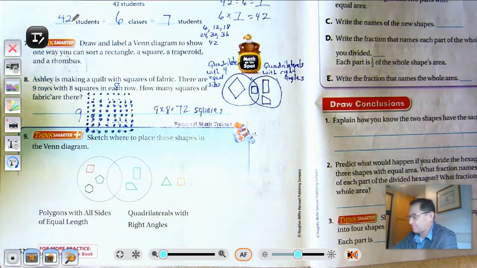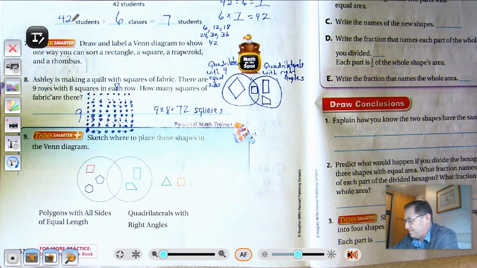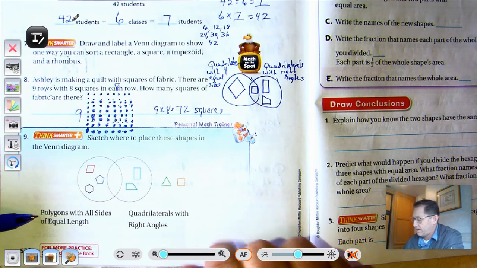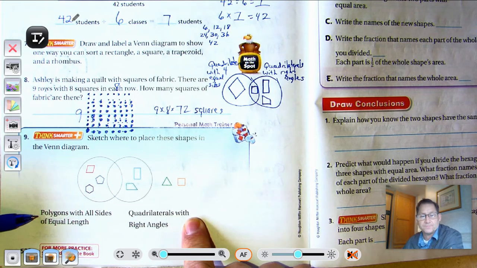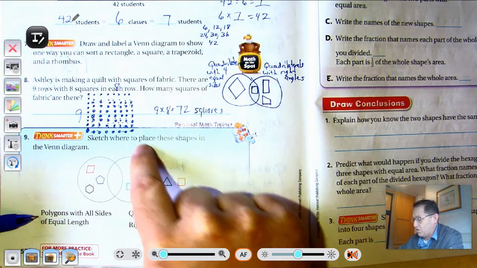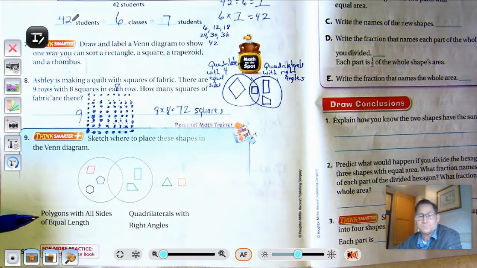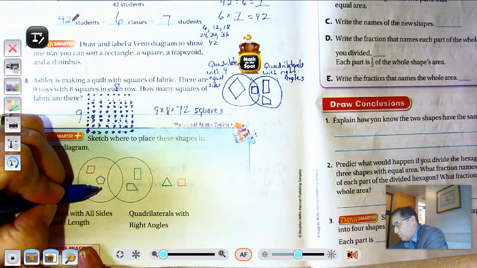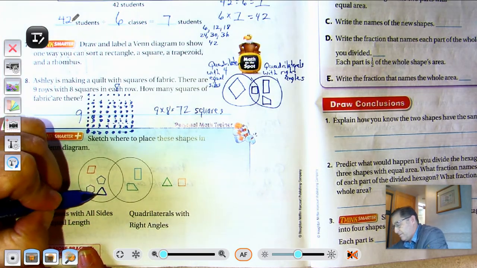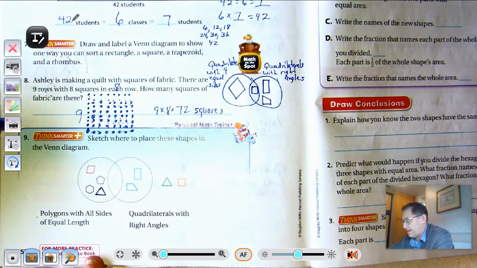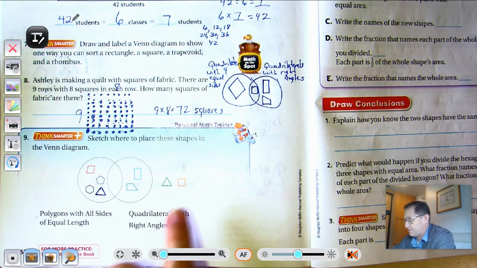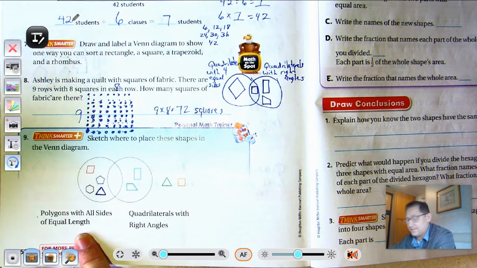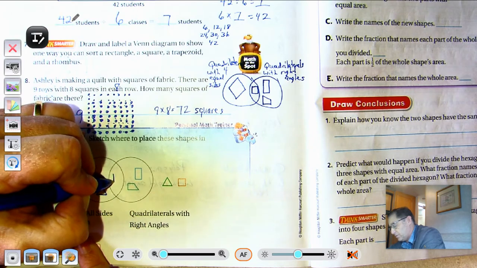And number 9, sketch where to place these shapes in the Venn diagram. So we have polygons with all sides of equal length, and we have quadrilaterals with right angles. Well, the triangle definitely can't go here or in the middle. Why? Because it's not a quadrilateral. So the triangle has to go there. And the square, it is a quadrilateral. It has 4 right angles and all sides of equal length. So it goes in the middle.